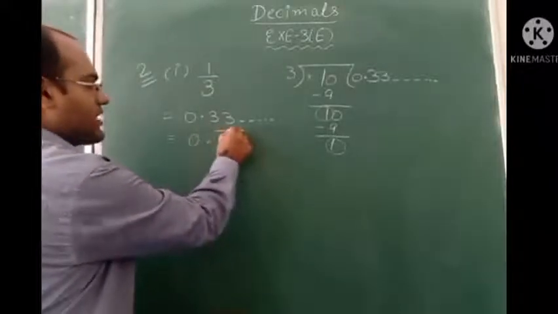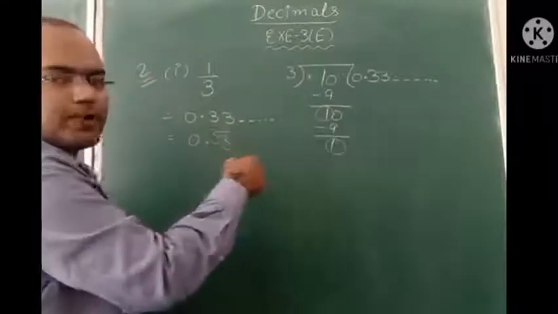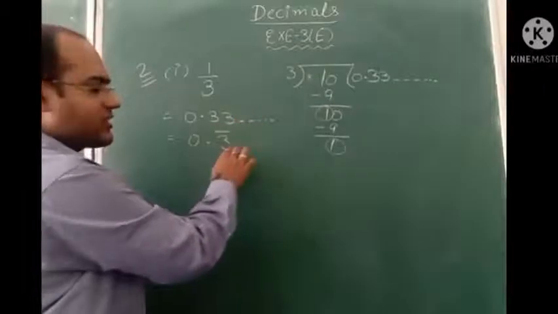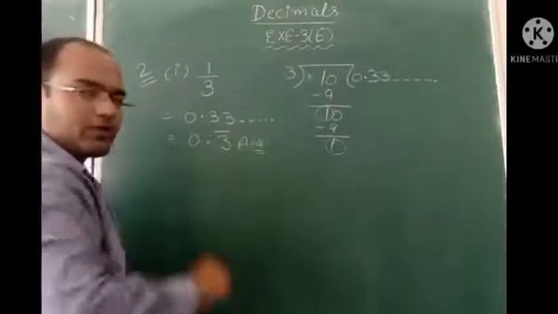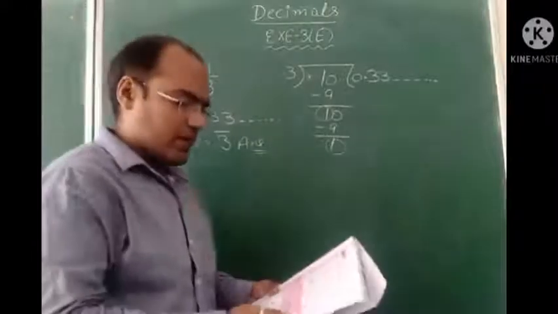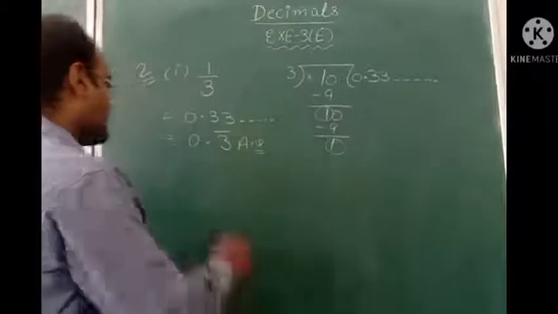So here which number is repeating? 3 is repeating. That's why on 3 we have to put bar. Bar means repeat. So 3 is coming again and again. That's why we are putting bar on 3. So this is your final answer of part number first. Now see another part. Part number fourth.